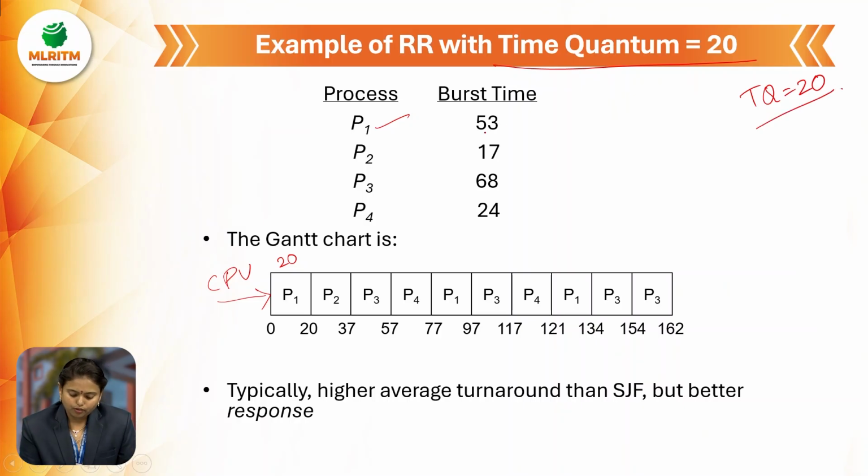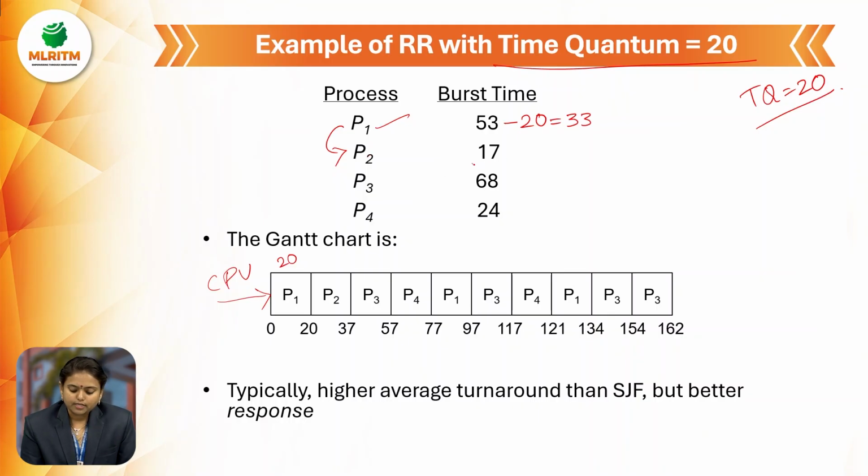Okay. So here burst time is 53 and time slice is what? 20. What is remaining? 33. Right. Then it will go to the next process. Here process 1 is not executed, but the time slice is up. So it will end. It will go to next process P2.